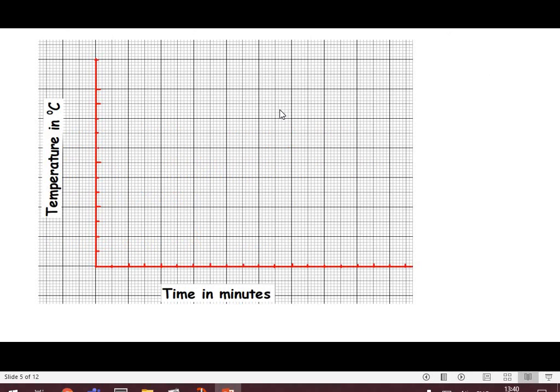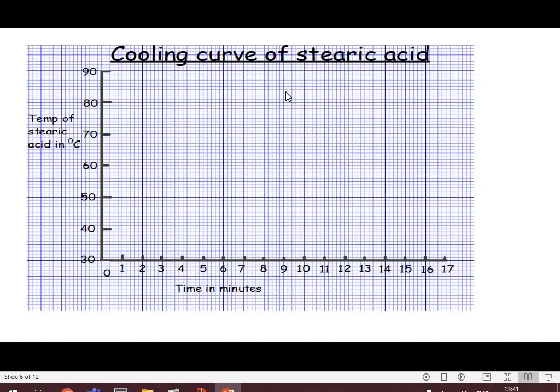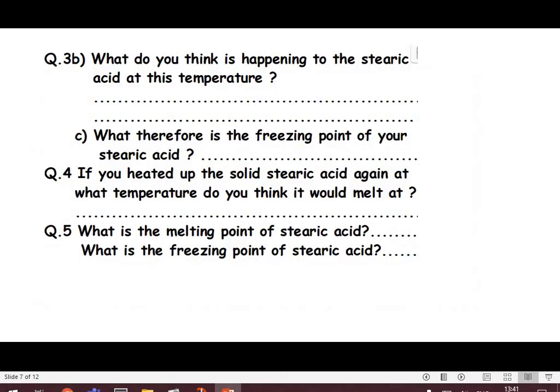The graph should be set out like this: temperature at the side, time in minutes along the bottom, and you can use a different scale if you want to. You might need to go to a higher temperature on the y-axis. You might need to go up to 100, and you need to go to 15 for the minutes, and plot your graph. Answer the questions that are on page 13 and page 15, please.